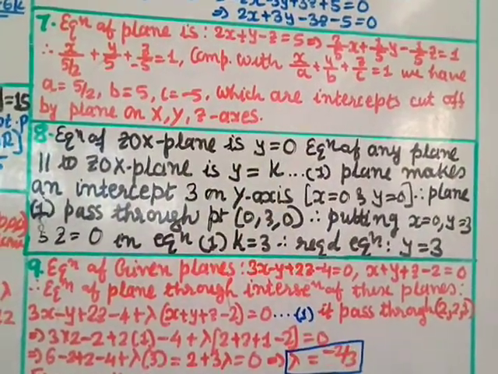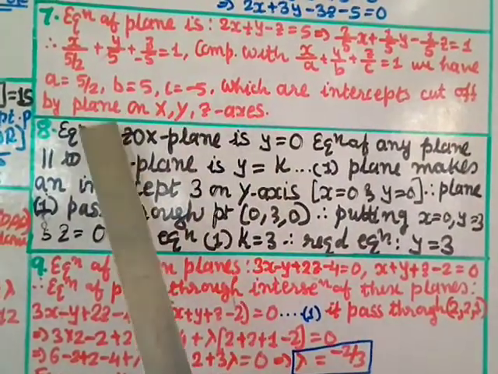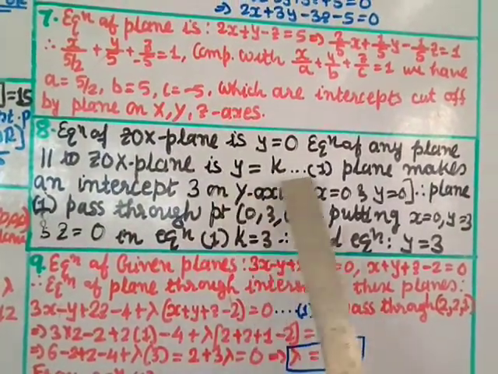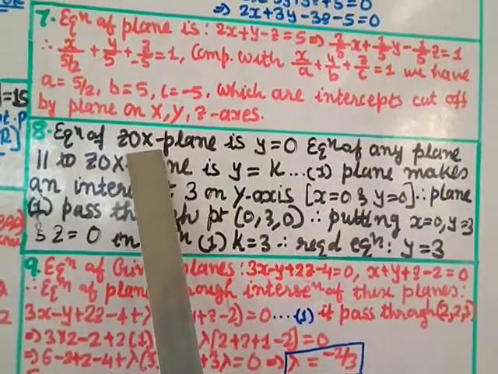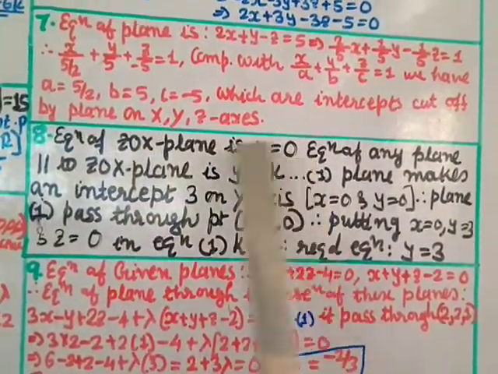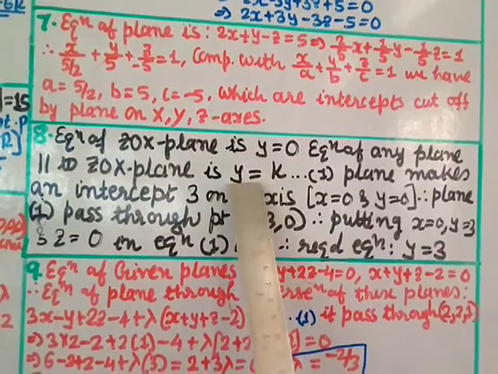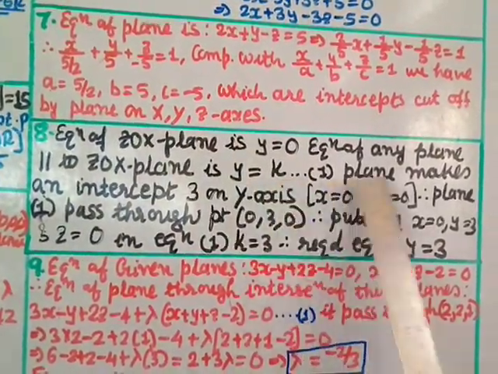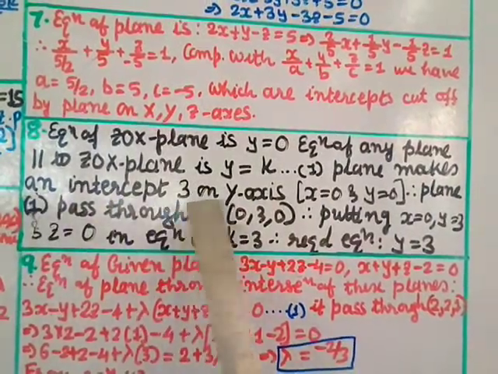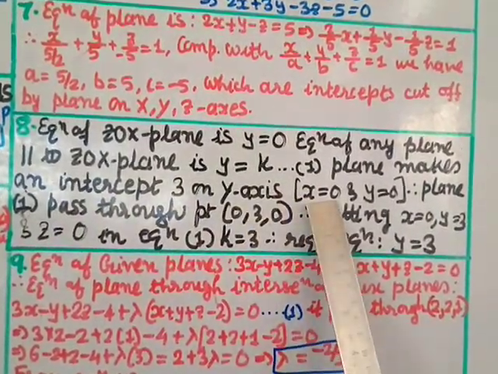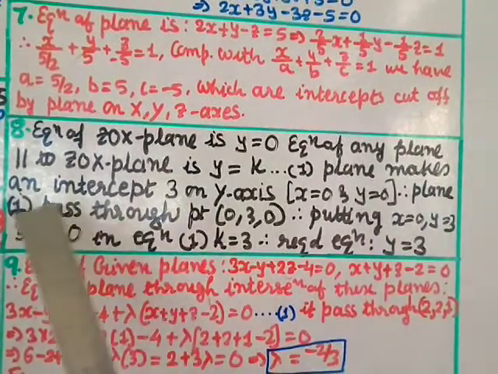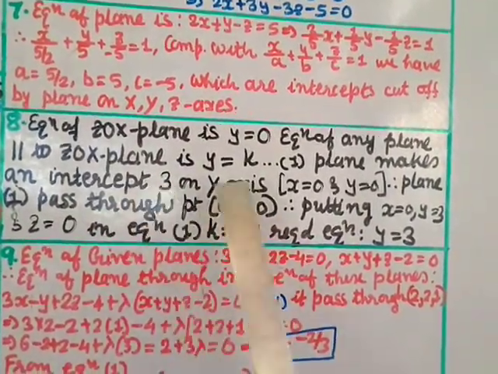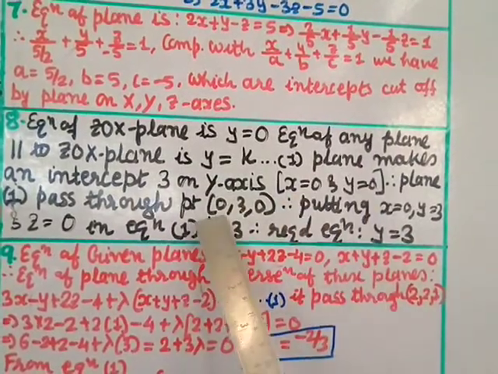And the equation of any plane which is parallel to this ZOX plane is y equal to k. This is called equation 1. The ZOX plane is y equal to 0, that is, the y value is 0 here. That's why the parallel plane will be given by the equation y equal to k. This plane makes an intercept 3 on the y-axis. That means x equal to 0, z is equal to 0. Therefore, the plane passes through point 0, 3, 0 because it is cutting an intercept on the y-axis as 3 and the x and z coordinates are 0.